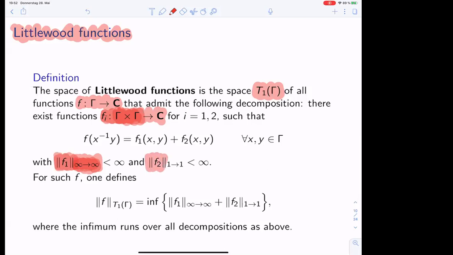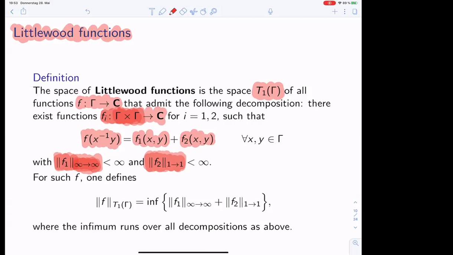And similarly, I might act on L1, taking values in L1, and this gives me another norm. And well, now comes the definition. A function is a Littlewood function if you can consider it as an equivariant kernel by artificially making it take two arguments, and then you can decompose it in a non-equivariant way into one kernel which is bounded from infinity to infinity, and another kernel which is bounded from 1 to 1, right?